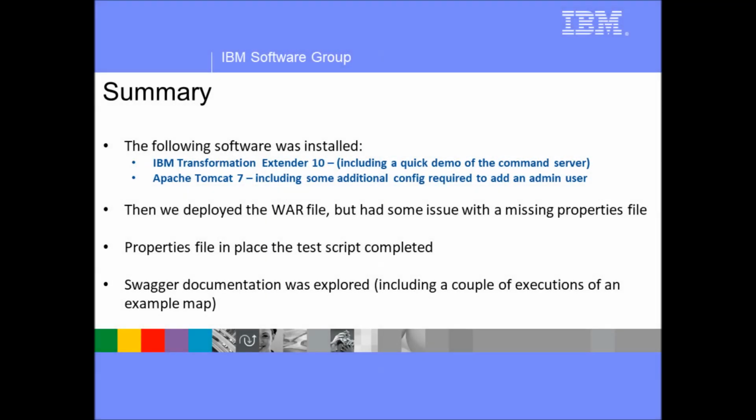Okay, now for a quick summary of the session. The following software was installed. We installed IBM Transformation Extender version 10, and then I did a quick demo of running a map from the command server. Then we installed Apache Tomcat 7, including some additional configuration required to add an admin user. Then we deployed the WAR file. We had some issues at first with the missing .properties file. The properties file was put in place, and then the test script completed. We explored the Swagger documentation and did a couple of executions of an example map, looking at the output.